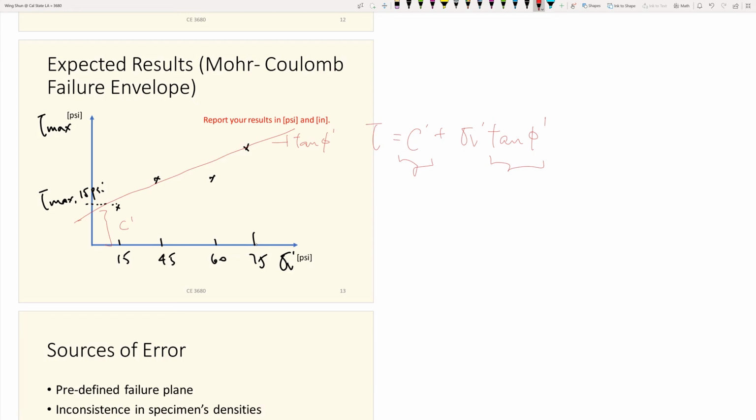So those two, phi and c, are very important for design, and those are the soil properties that we want to find out from the lab. So we test on the sand samples, and we spend all this effort to establish this graph. Then we can define the friction angle and the intercept for the sand that we test on.